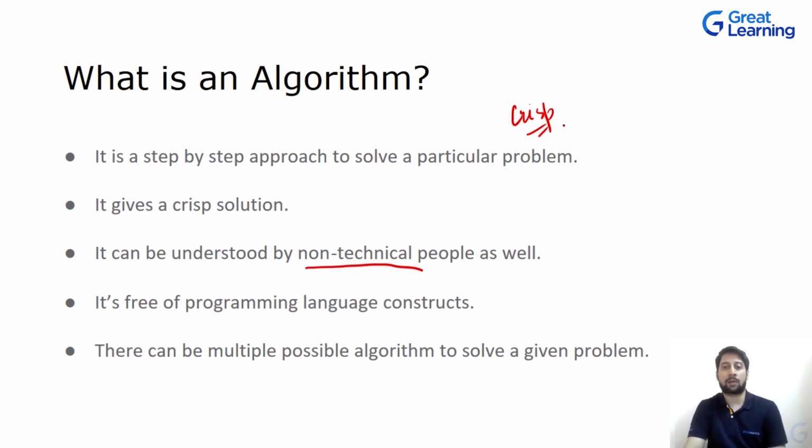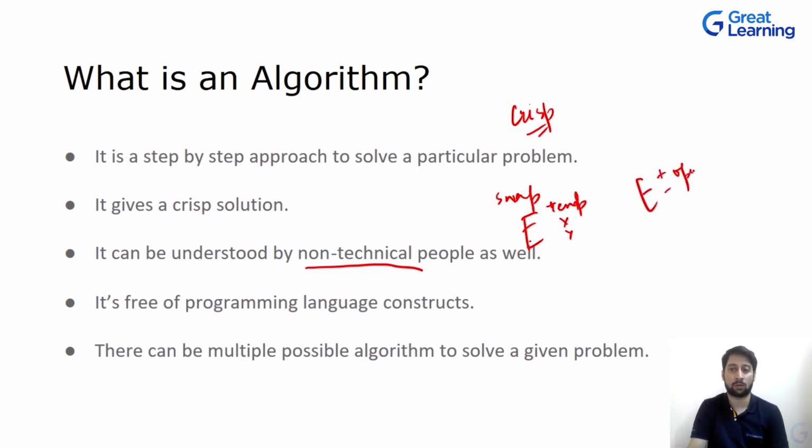So this is what an algorithm is: a step-by-step approach to solve a particular problem. Your problem can be complex or it can be an easy problem. It is free from programming language. There are multiple possible algorithms to solve a given problem. Let's suppose I told you to swap two numbers, right? Now, one algorithm is wherein you can create one temporary variable and then swap them. Another approach is that you use addition and subtraction operators to solve the same. You can use these operators and solve this problem of swapping two numbers, right?